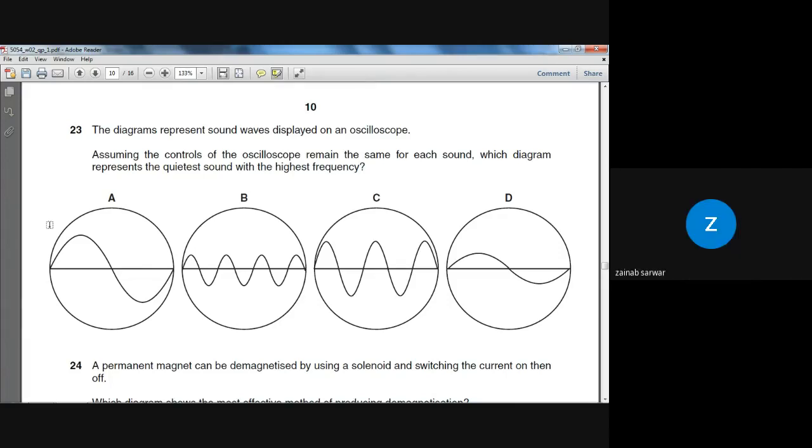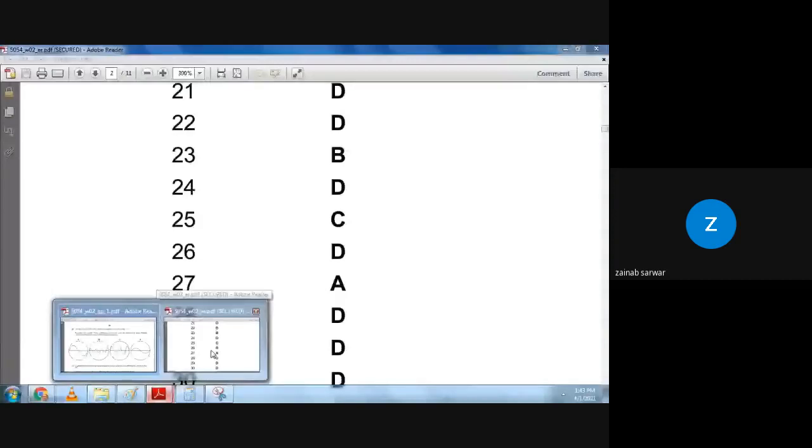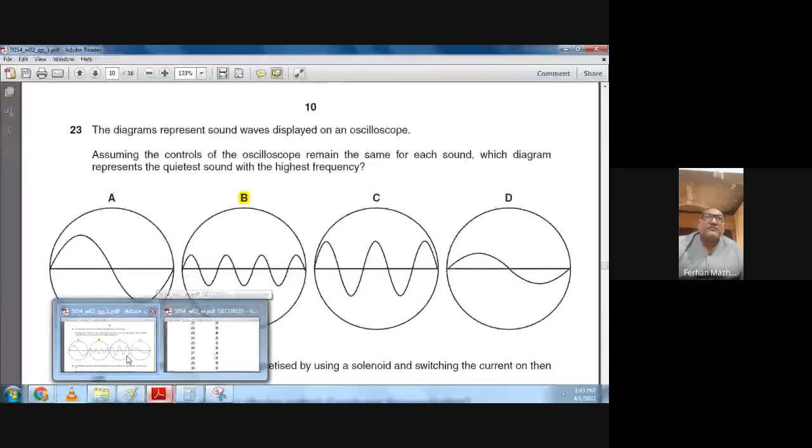So what is B? I think B frequency is high and amplitude very low. So B is the right answer. Okay, next question. It is question number 24.